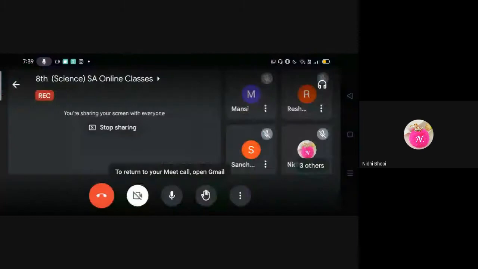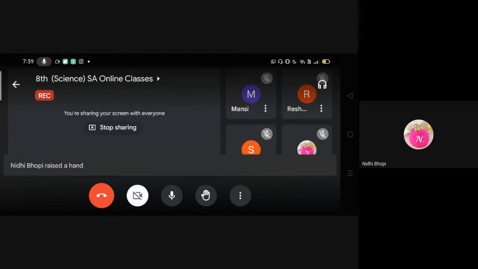Biome. Biome, will explain that. Yes, other than Mansi and Nidhi, who is going to explain that biome? Sanchita, will you? Yes, anyone, please? Or should I tell? Should I? Yes, Nidhi?